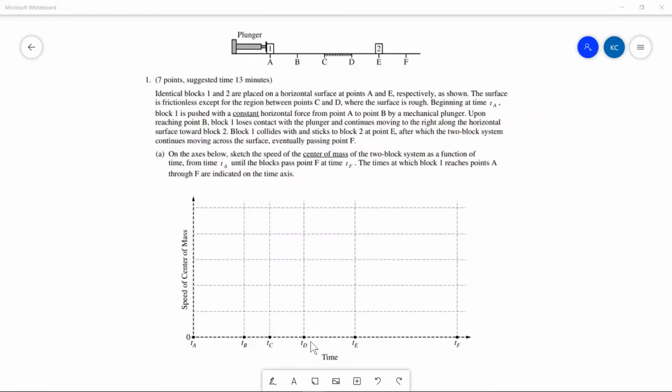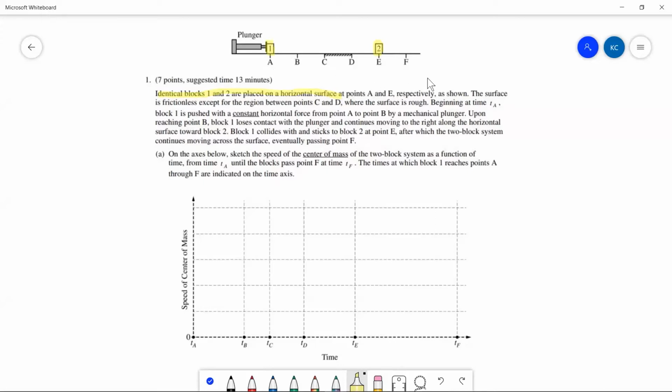So the question is asking us to sketch the speed of the center of mass of the two-block system. So that means we'll be focusing on the speed of block 1 here and block 2 here. So let's go back through the problem to see what information we could use to graph the speed versus time graph. So identical blocks 1 and 2 are placed on a horizontal surface.